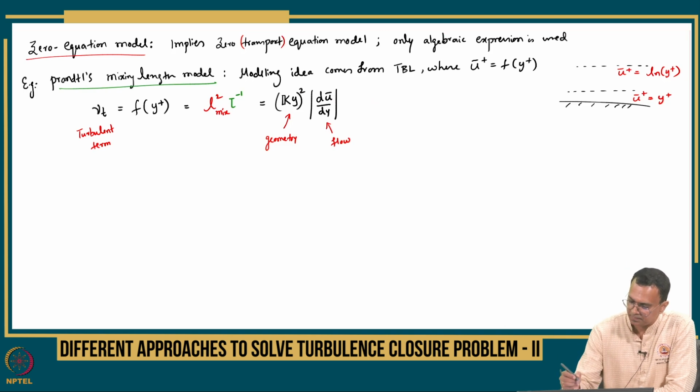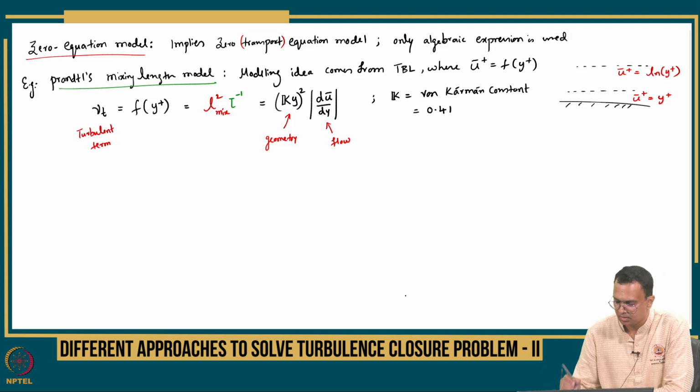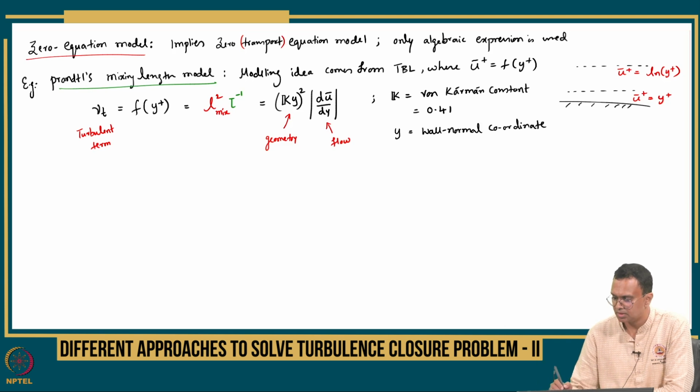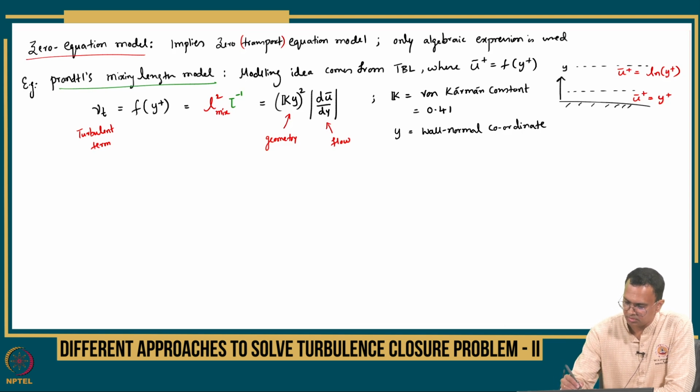Here kappa is the von Karman constant, which is equal to 0.41, and y is your wall normal coordinate, just the distance from the wall, the y direction in a boundary layer. And d u bar by d y, as I said, is your time scale here.